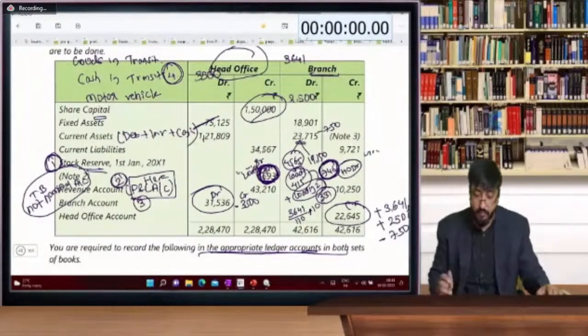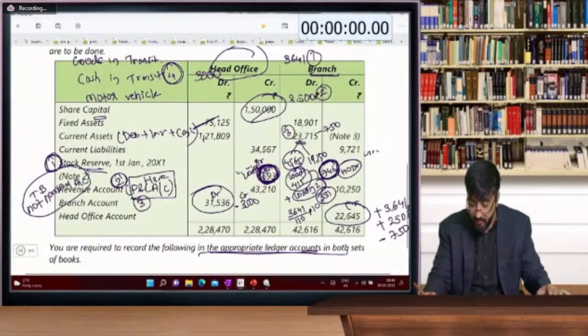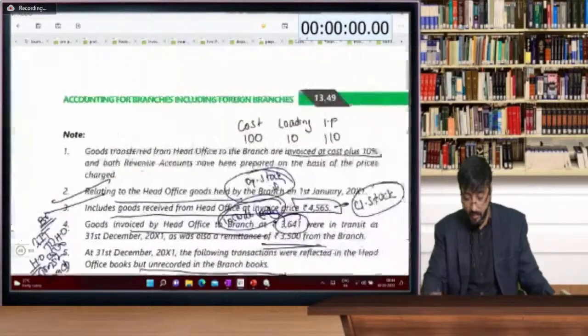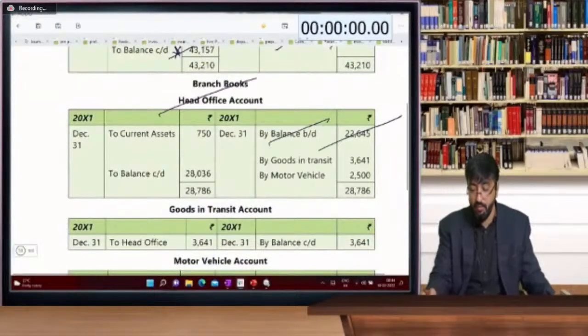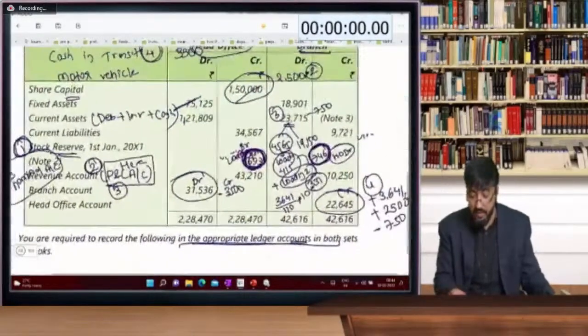So, goods in transit, motor vehicle, current assets, it is changing, and head office account. Goods in transit, head office account, balance brought down. Then we made changes. See, these balances are matching, beta. Your reconciliation process you have done.